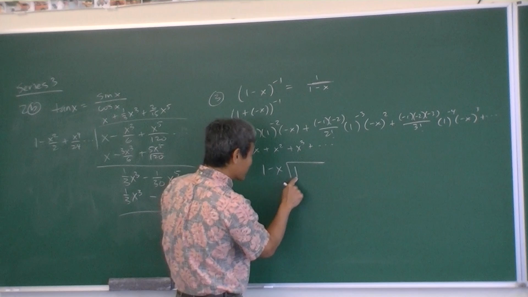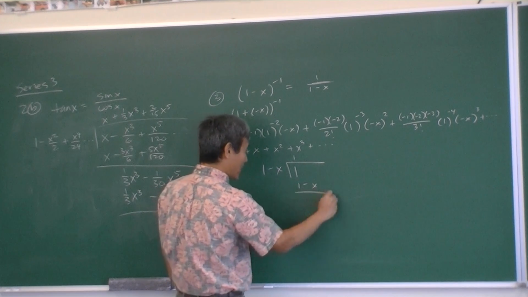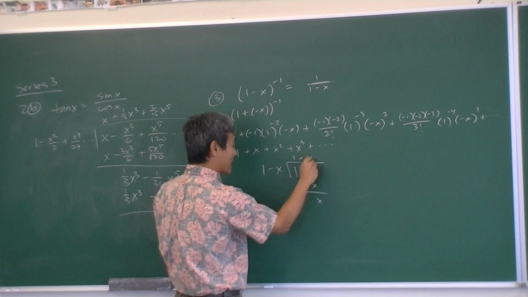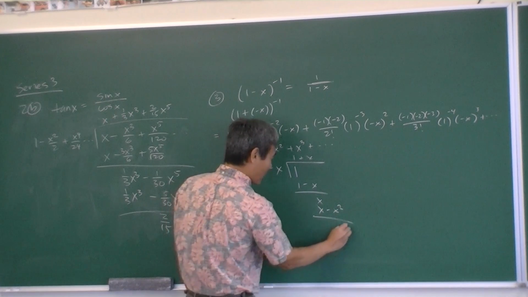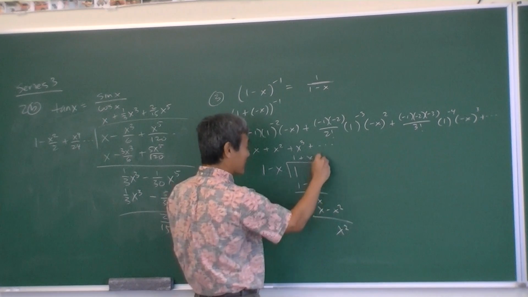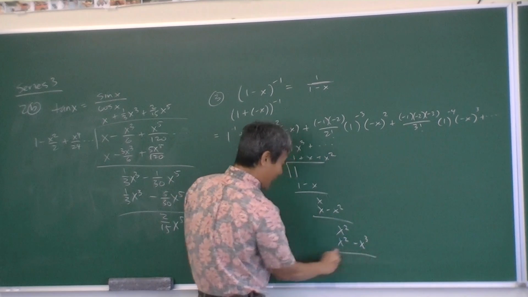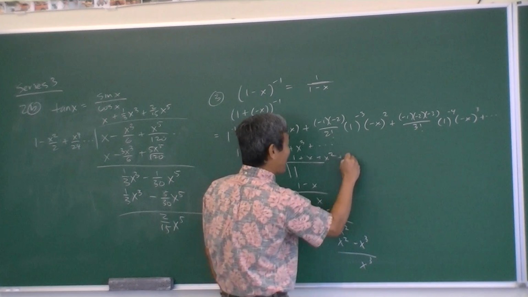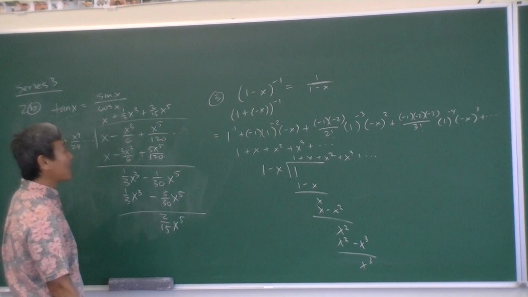Look, 1 goes into that how many times? 1. Now multiply, 1 minus x, subtract. X. 1 goes into x how many times? X. Multiply, x minus x squared, subtract. X squared. 1 goes into x squared how many times? X squared. Multiply, so you get x squared minus x cubed. Subtract. X cubed. 1 goes into x cubed how many? I see a pattern! Yeah, it's the same answer.